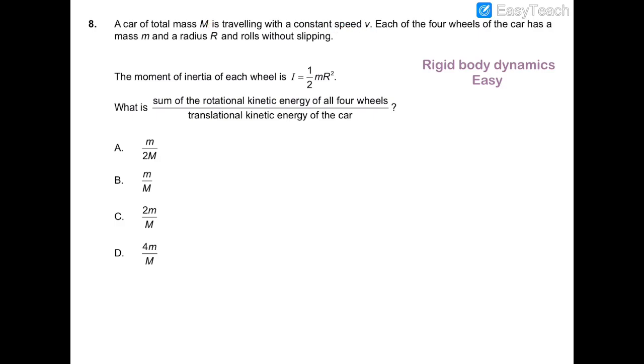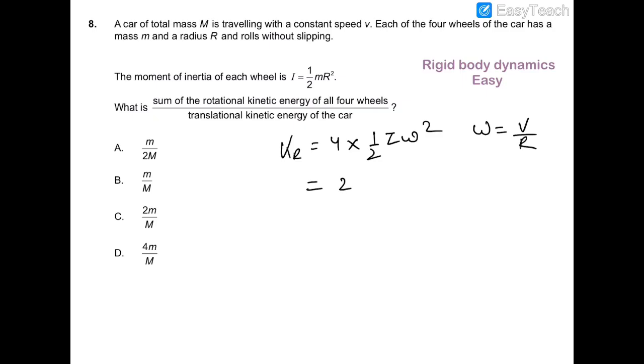Each of the four wheels of the car has a mass small m and a radius capital R, and they roll without slipping. The moment of inertia of each wheel is this. So we have to find out the sum of rotational energy of all four wheels upon the translational kinetic energy of the car. So the rotational energy of all four wheels will be 4 times of half I omega square. Okay, and omega will be equal to V by R.